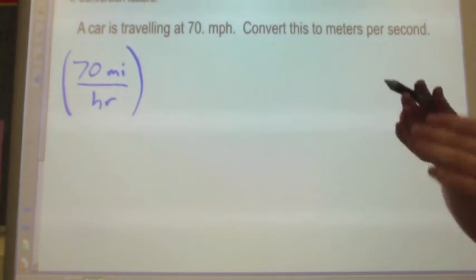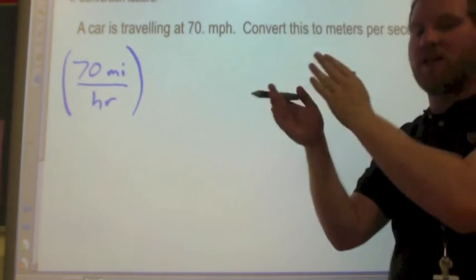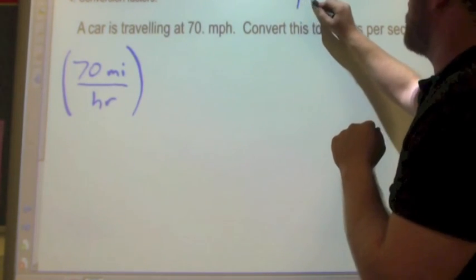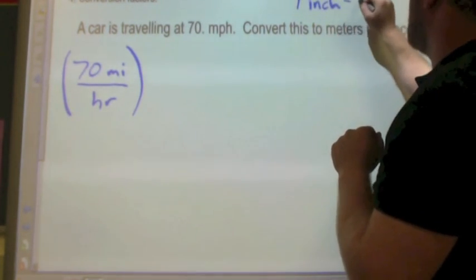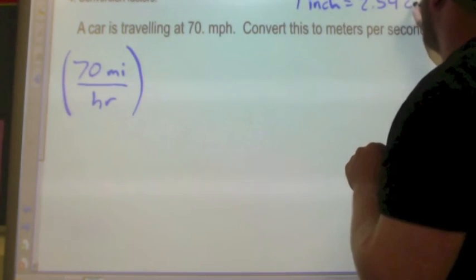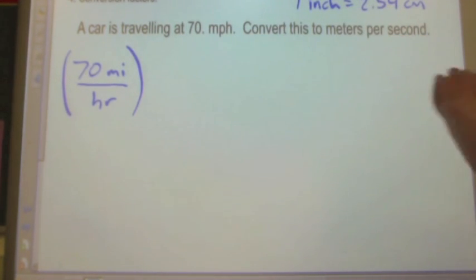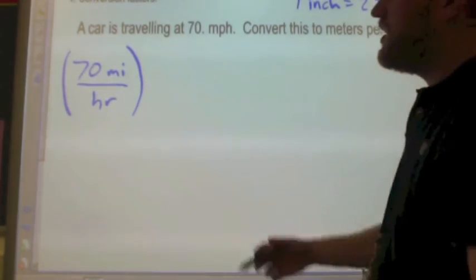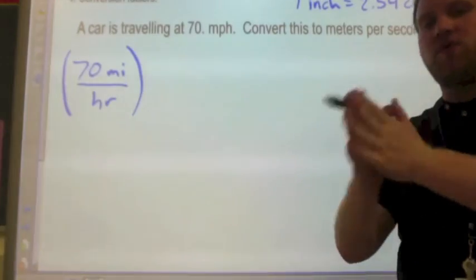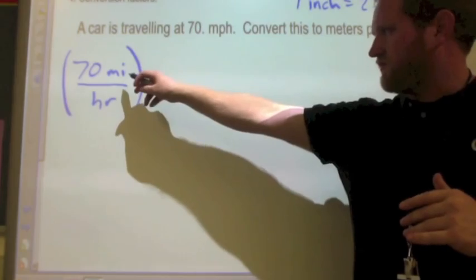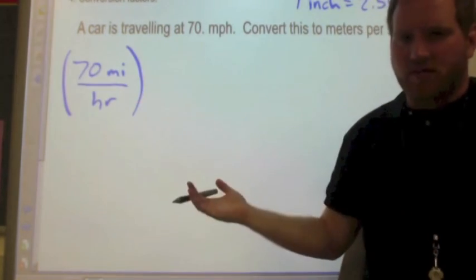The one thing that I'm going to use to jump over from British to metric, though, is my go-to reliable 1 inch equals 2.54 centimeters. Okay? All you need to memorize is this one thing. It'll take care of most of these problems for you. So at this point, we're going to think, do we want to handle distance first or time first? Doesn't matter what you do.